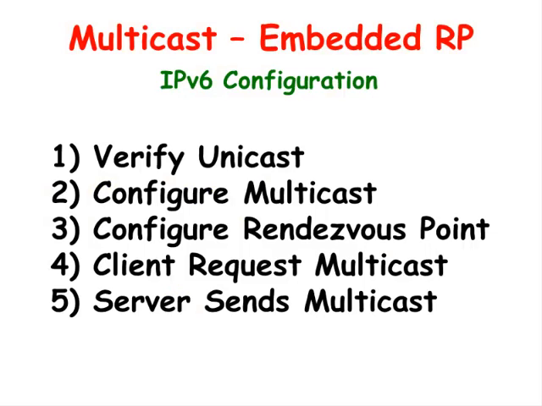These are the steps that we're going to use to configure multicast using the embedded rendezvous point. 1. We are going to verify that the unicast network is working correctly. 2. We're going to configure the routers for multicasting. 3. We will configure the rendezvous point. 4. We're going to have a client computer request multicast traffic. And 5. We're going to have the multicast server send out multicast traffic.